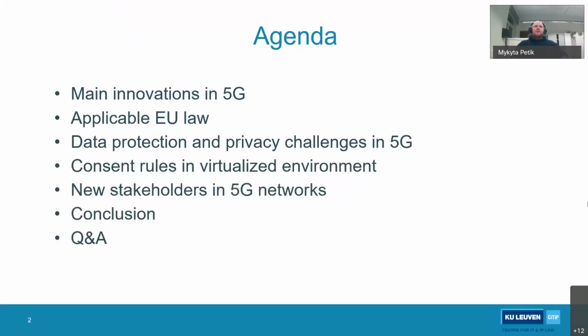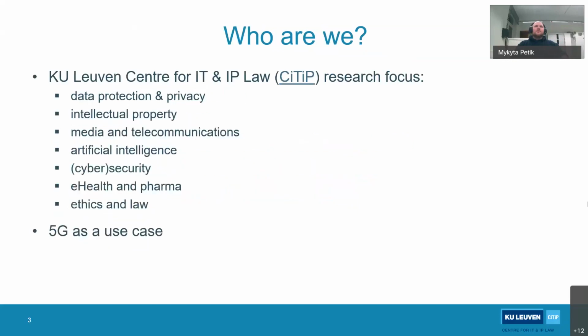So the agenda is talking a little bit about the main innovations in 5G, mainly what happened in 5G networks compared with 4G or 1G or whatever, that we have to talk about privacy again, although many people consider that 5G is just a new generation of the good old mobile network we are all familiar with. Then briefly about applicable EU law, so we understand how the system functions, which law affects the implementation of 5G networks in the European Union. Then we're going to talk about data protection and privacy challenges themselves in 5G in general, and then focus a bit on consent rules in virtualized environments and the challenge of new stakeholders in 5G networks. Then conclusion, and then I would be very happy to hear your questions.